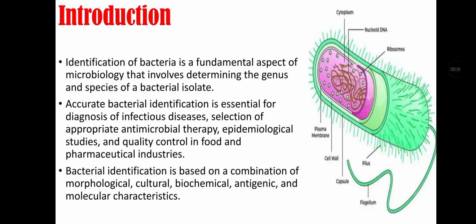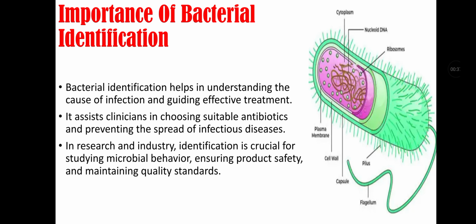So let's start the topic with the introduction. Identification of bacteria is a fundamental aspect of microbiology that involves determining the genus and species of a bacterial isolate. Accurate bacterial identification is essential for diagnosis of infectious diseases, selection of appropriate antimicrobial therapy, epidemiological studies, and quality control in food and pharmaceutical industries. Bacterial identification is based on a combination of morphological, cultural, biochemical, antigenic, and molecular characteristics.